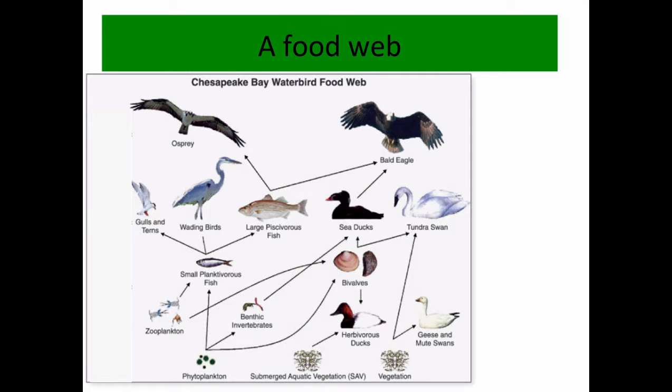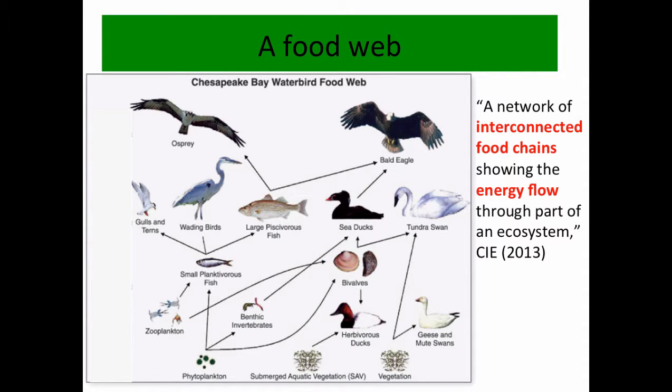So, what is a food web? Looking at this, you might have some idea. According to Cambridge, a food web is a network of interconnected food chains showing the energy flow through parts of an ecosystem. We'll come back to food chains later on.